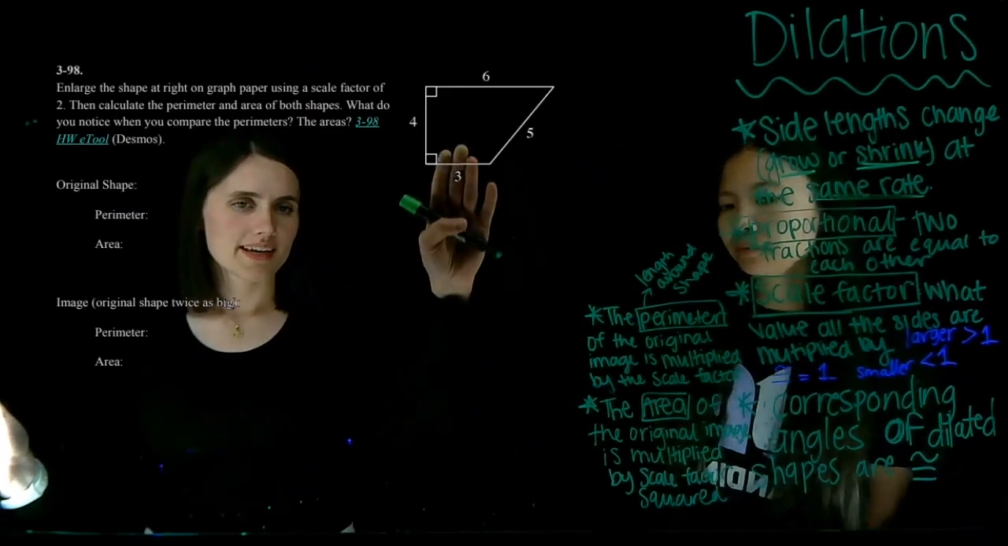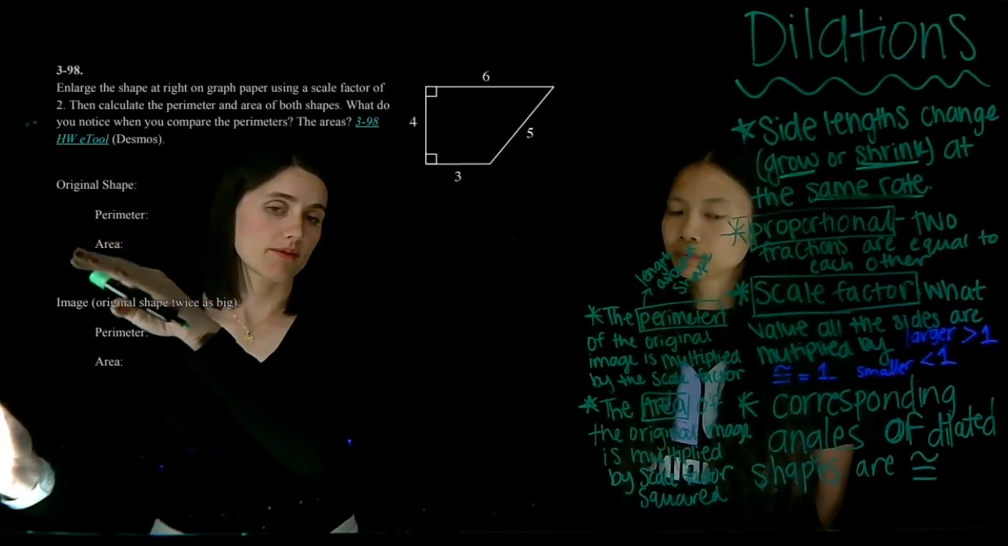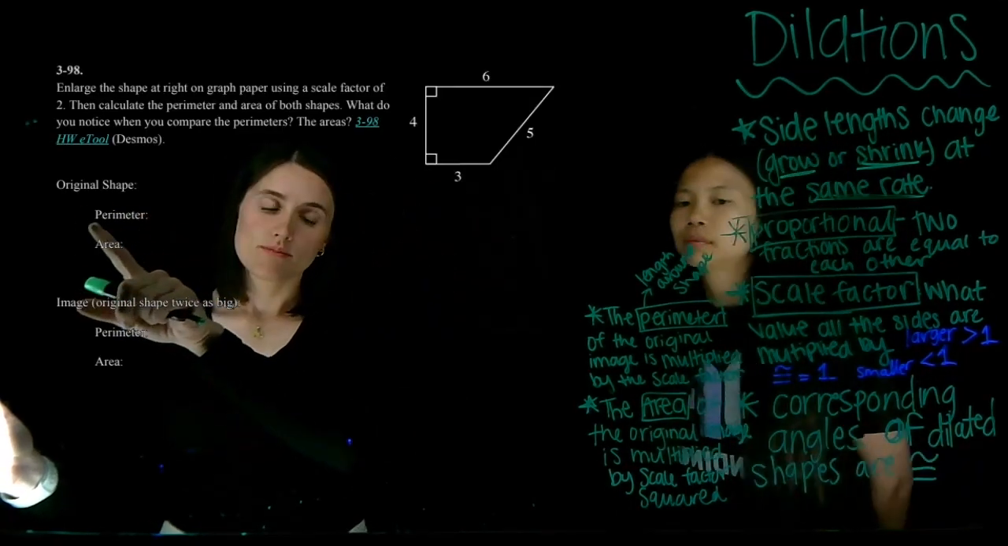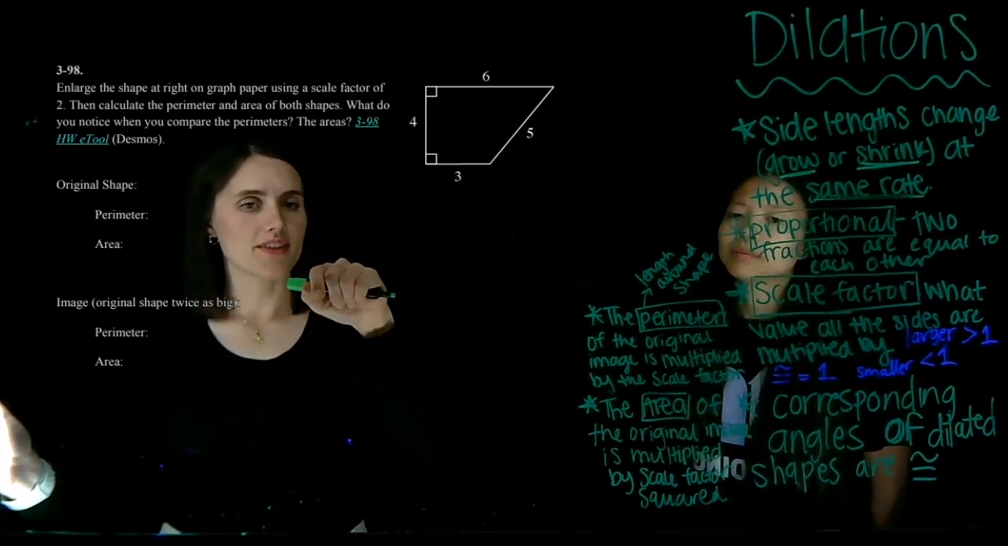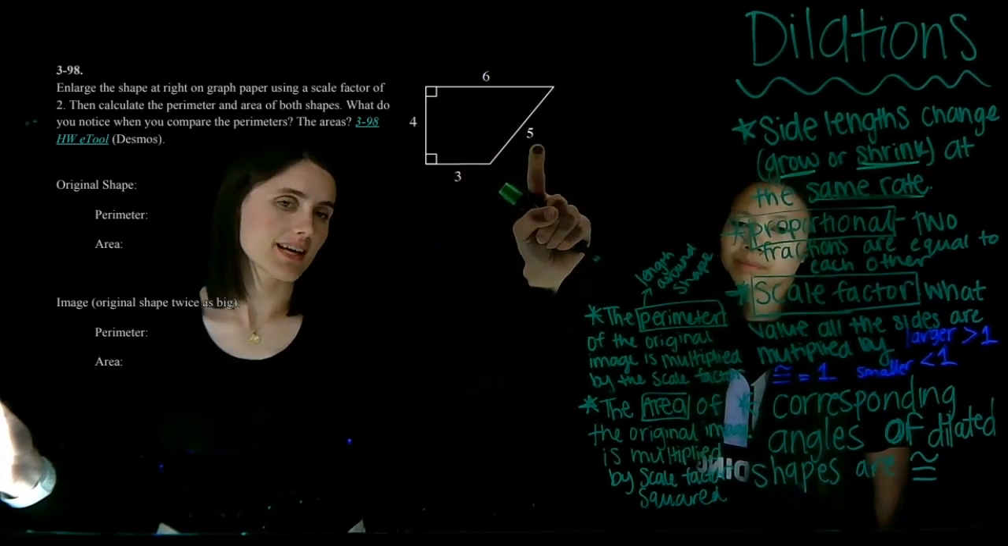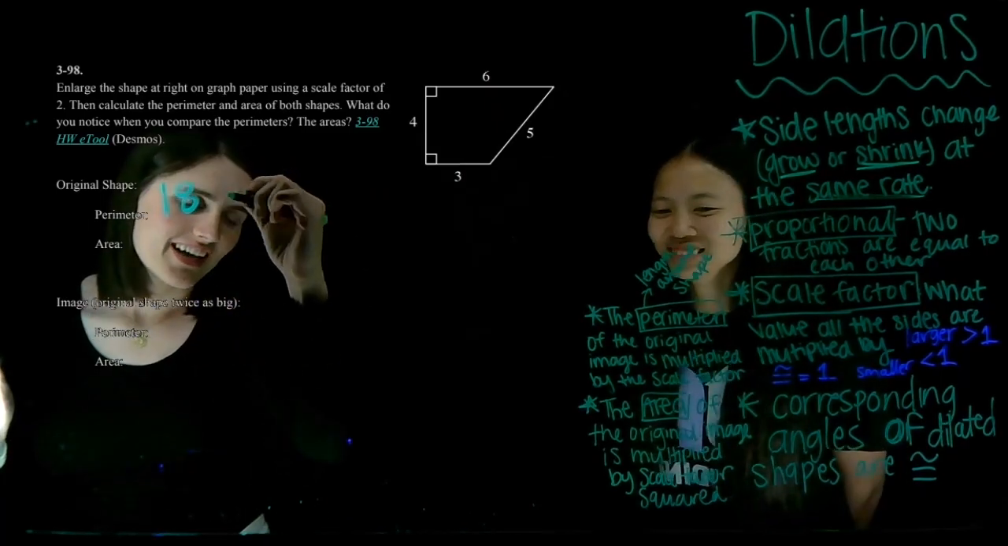All right, let's take a look at this image here and see if we can just figure out what the area and the perimeter of this image is. So perimeter is pretty simple. We are just going to take the side lengths of this quadrilateral and add them all together. So 3 plus 5 gives us 8, plus 6 is 14, plus 4 is 18. So our perimeter is 18 units.